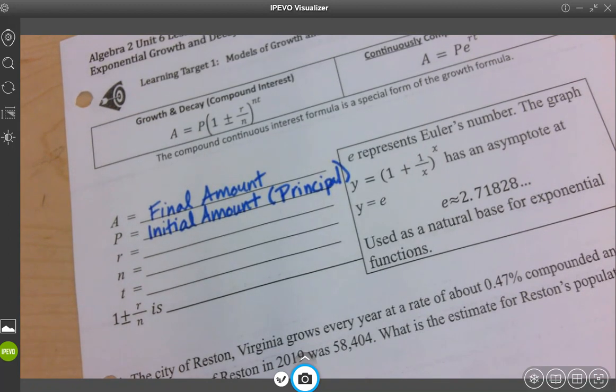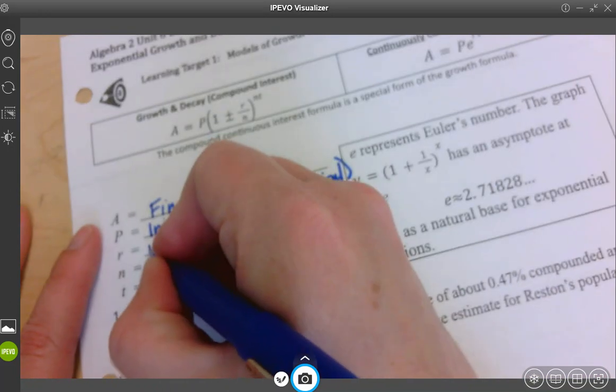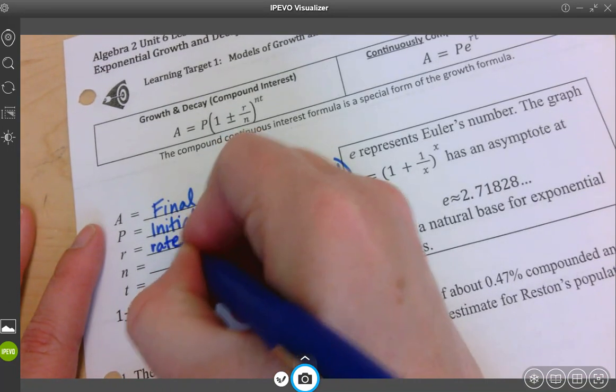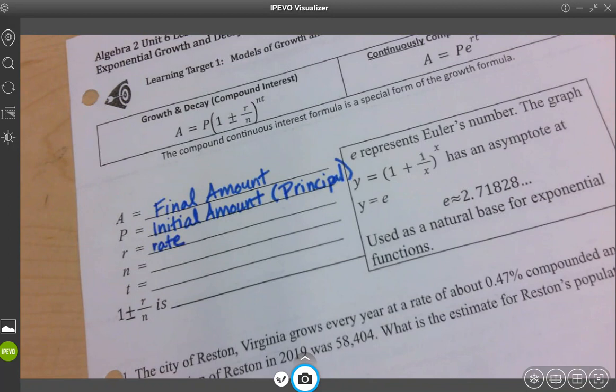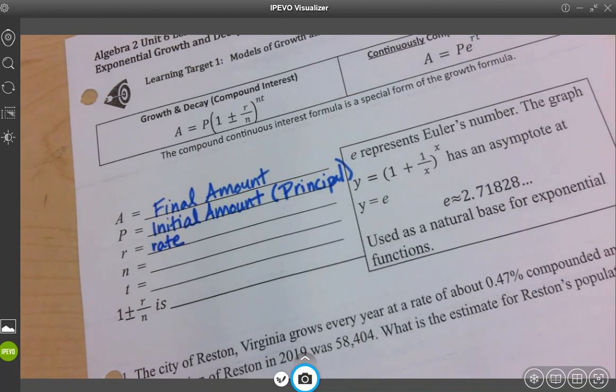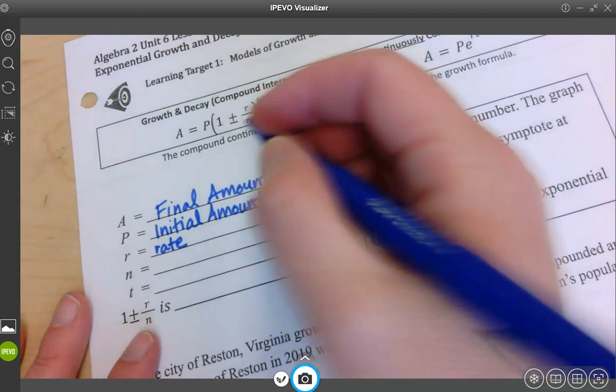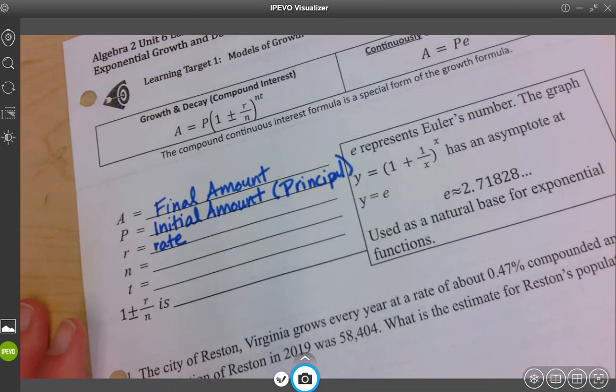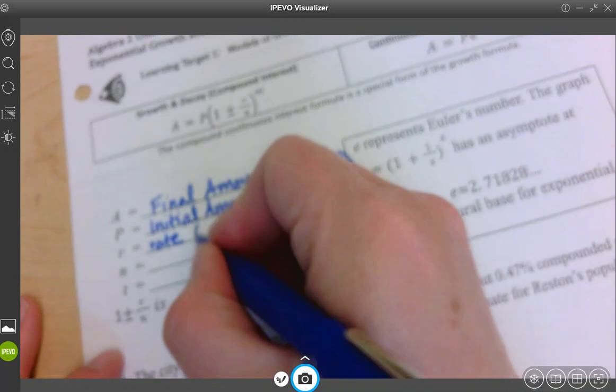R is the rate. And there's one thing you want to keep in mind when you're thinking of the rate. If I told you that you were getting 5% interest on something, what is 5% written as a number? 0.05. Very good. So just remember to use the decimal form, because if you use 5, what you're really doing is you're writing 500%. Okay? So use decimal.